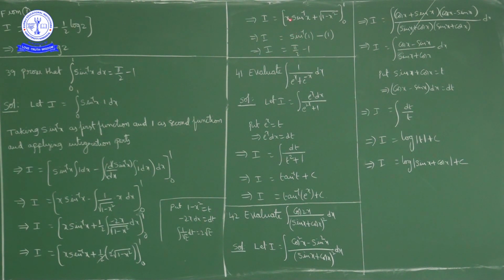So what we have, sin inverse of 1 minus 1. Sin inverse of 1 is how much? Pi by 2. Pi by 2 minus 1, this one as it is. So pi by 2 minus 1 is the answer. That is what we have to prove.